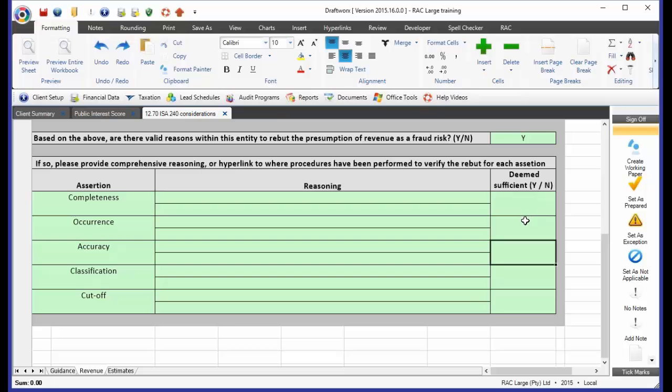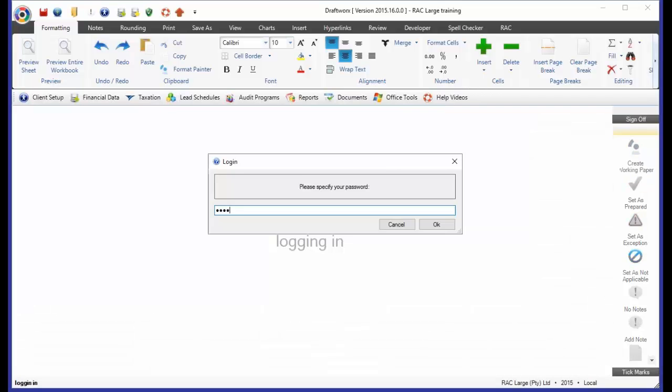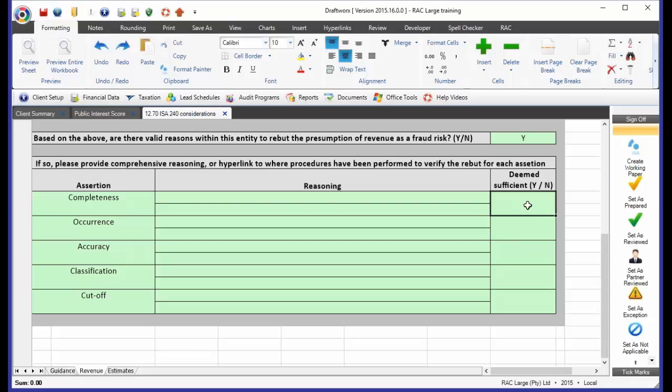Sorry, now actually note that I cannot type in here. The reason is I'm not logged in yet. So let me go and log in as a partner. Okay. Give it a moment to catch up. And now I say that I have deemed that my reasoning is sufficient. Okay, then you will not have revenue as a fraud risk when we get to our fraud risk register. However, if you don't believe that there is a reason to rebut the revenue fraud risk assumption, you would just say no, and you would move on to the estimates working paper.